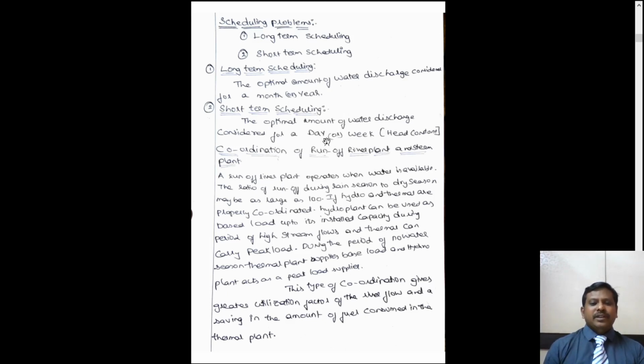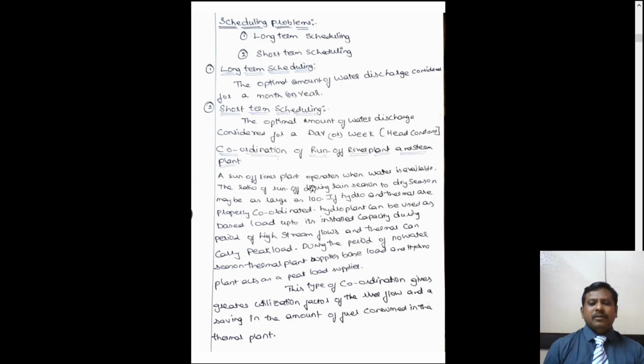So next one is the coordination of runoff river plant and steam power plant. What do you mean by coordination? For example, if you are conducting an event, you require several hierarchy levels, right? You require one manager and production, like that. So you have to coordinate all the teamwork. So here also you are coordinating the runoff river plant, meaning the hydropower plant, and the thermal power plant, so that the thermal power plant can be used as a peak load.